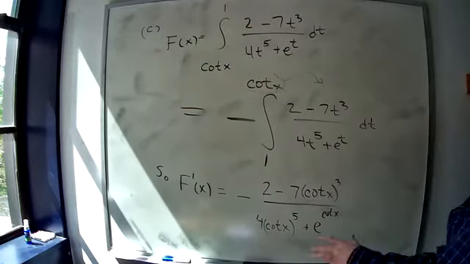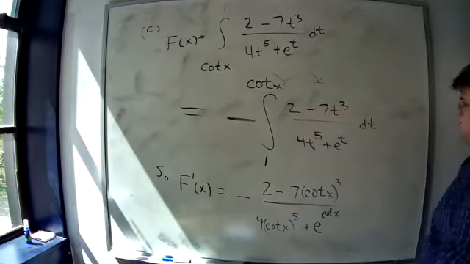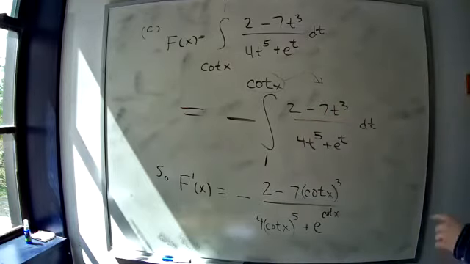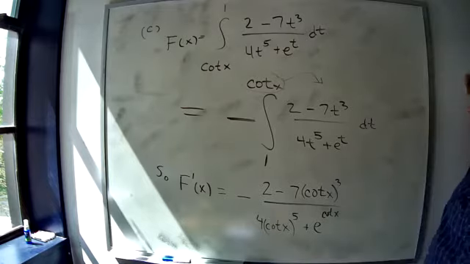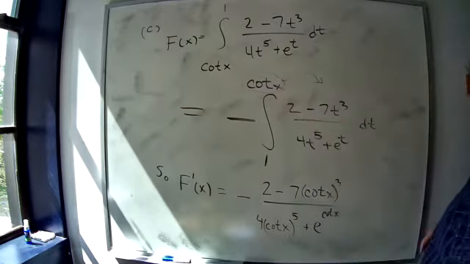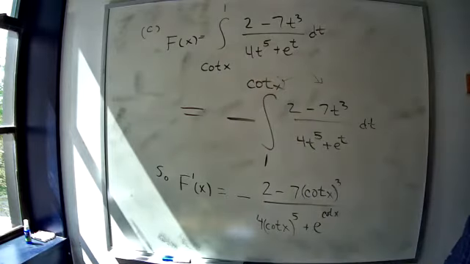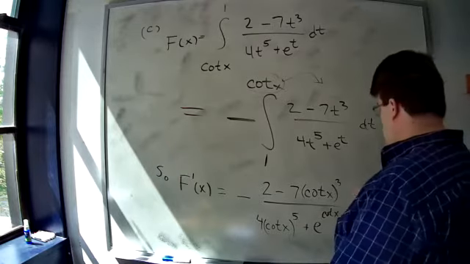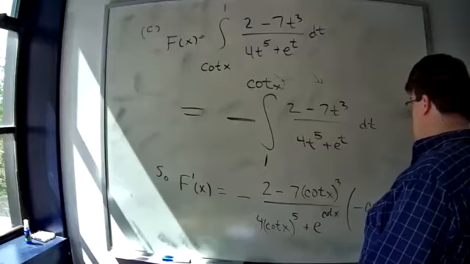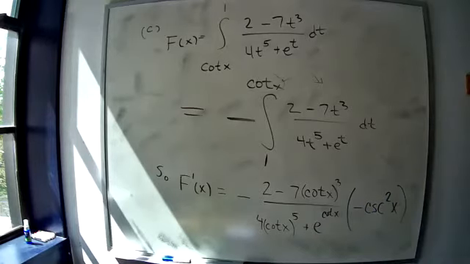We have the negative. You could treat that negative as writing the numerator as 7t cubed minus 2 if you want, or the denominator. I'm just going to leave it like that. But we can't just apply the first part of the fundamental theorem of calculus when that's cotangent x. We also need to apply the chain rule, because this up here is more than just an x. So we need to multiply by the derivative of cotangent of x, which is negative cosecant squared of x.